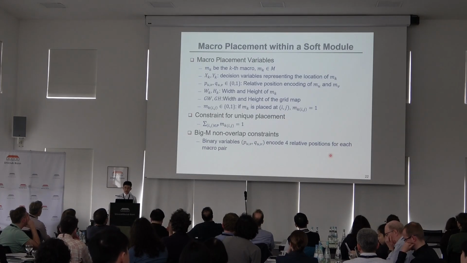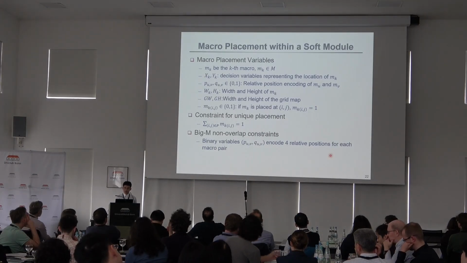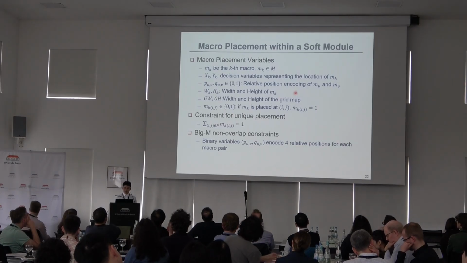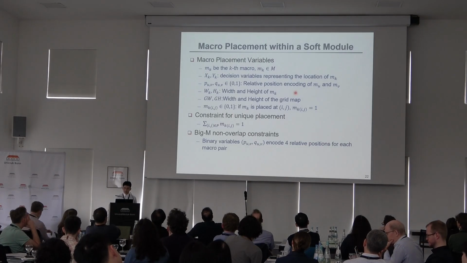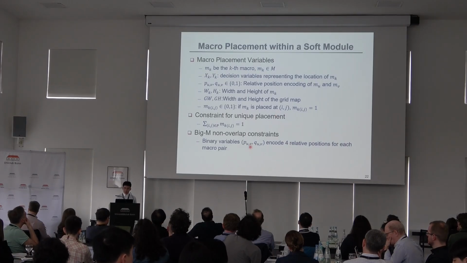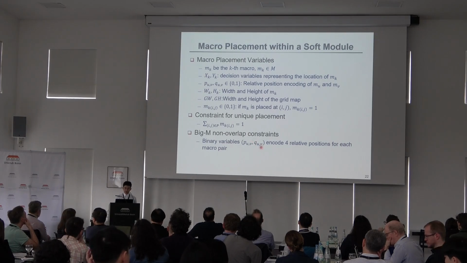This slide shows the macro placement formulation. Each macro location is represented by decision variable and grid assignment variables. We enforce that each macro is assigned to exactly 1 location within a submodule. Macro overlaps are avoided using Big M formulation that encodes the 4 relative positions between macro pairs.